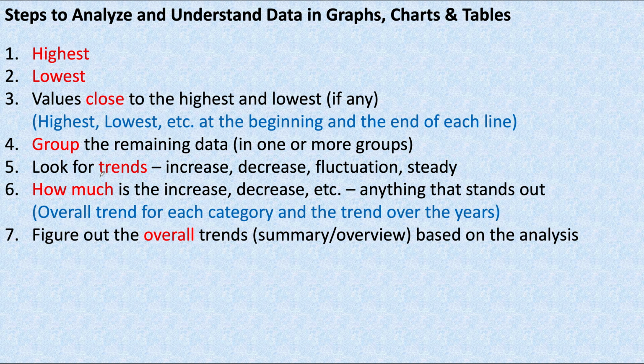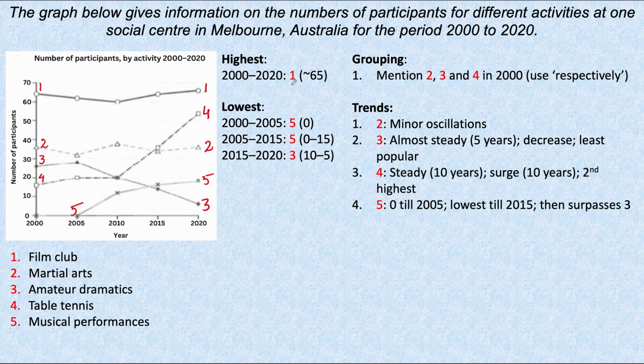Next, let's look at the trends, that is, what has increased, what has decreased, etc., followed by how much is the increase or decrease. Category 1, we have already mentioned, it is the highest throughout, at the beginning, and at the end. Let's look at the trend of the rest of them. Category 2 sees minor oscillations. Minor oscillations means minor fluctuations, minor ups and downs that we see in this line.